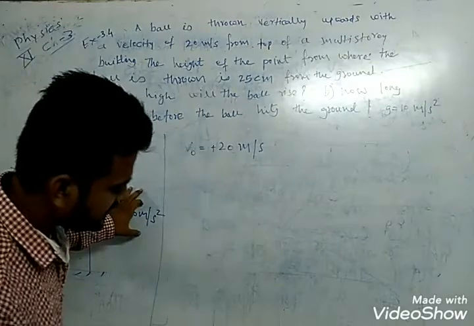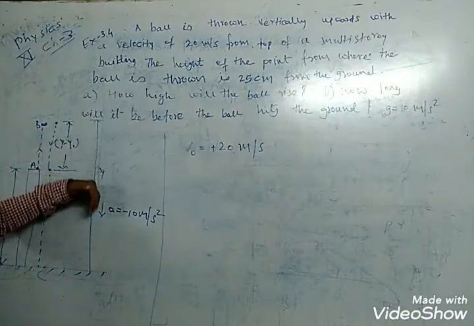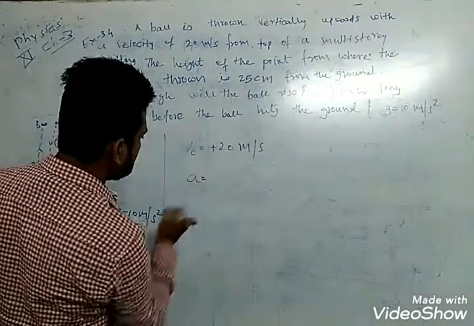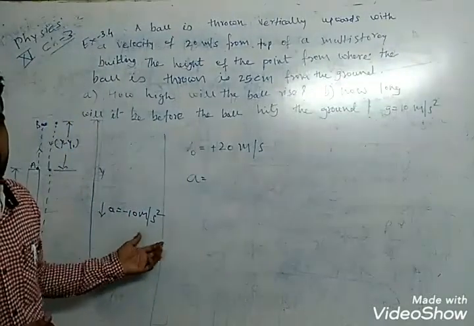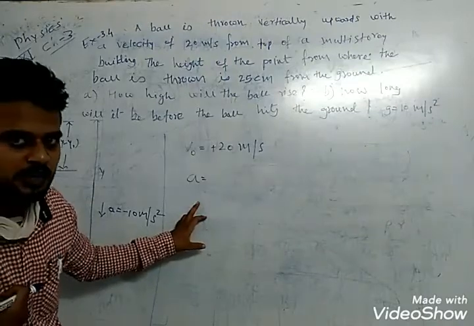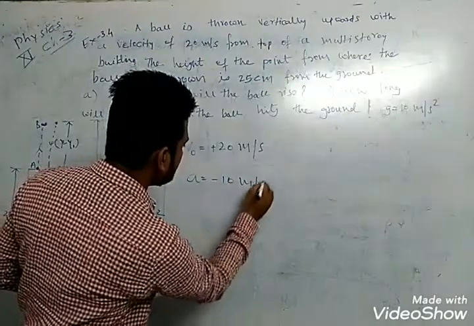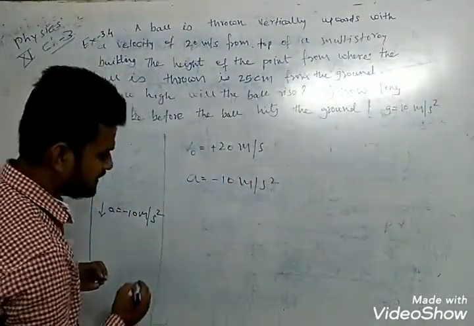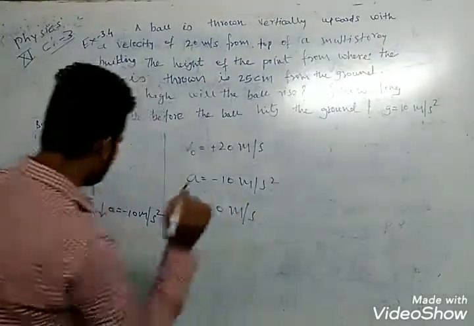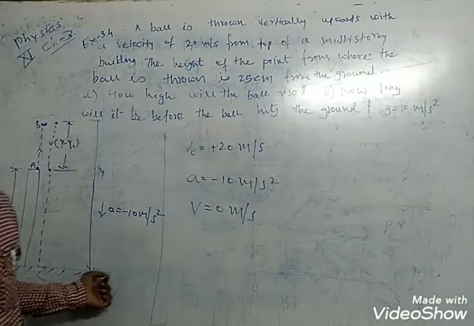In this situation the ball rises to a height and then falls downward. So a is equal to the acceleration due to gravity, a is equal to minus 10 meters per second squared, and the final velocity v is equal to 0 meters per second at the top.